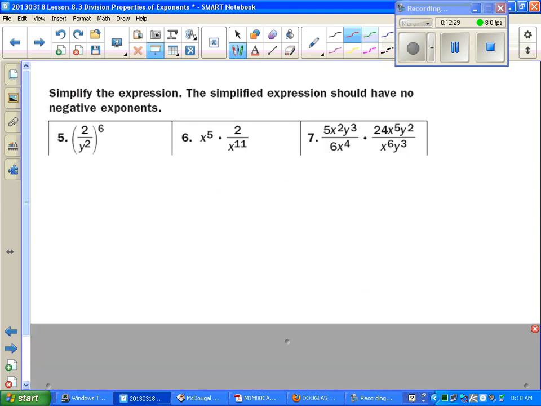In the second part of the checkpoint, 2 over y squared to the 6th says simplify the expression. Make sure they have no negative exponents. 2 to the 6th over y squared to the 6th becomes y to the 2 times 6. So 2 to the 6th power is 2 times itself 6 times. That's the number 64 over y to the 2 times 6, which is y to the 12th.